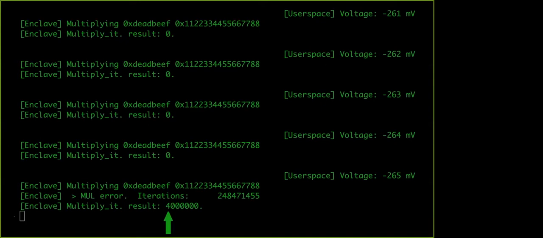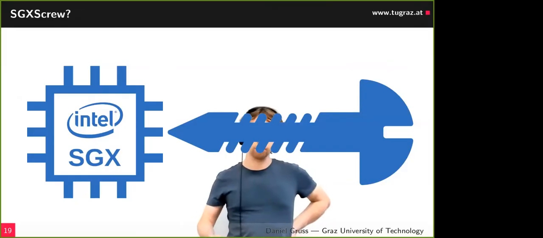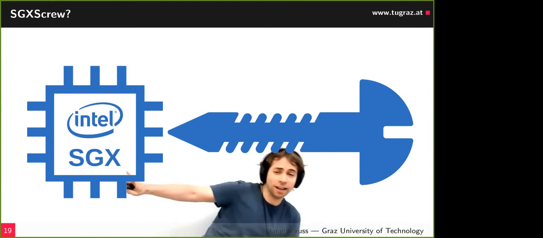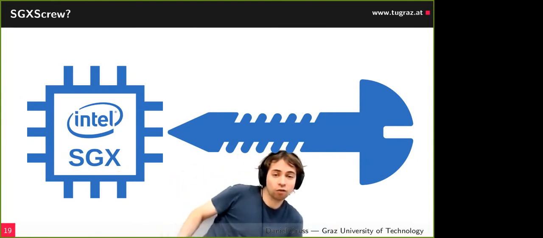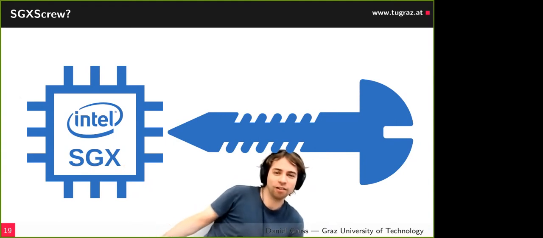And you can see that we have bit flips here in the SGX enclave. So we now can introduce bit flips in SGX and can attack SGX enclaves with that. Great. So maybe we should call it like that, SGX and then screw, like clock screw, SGX screw. Yeah, maybe that's a good name.